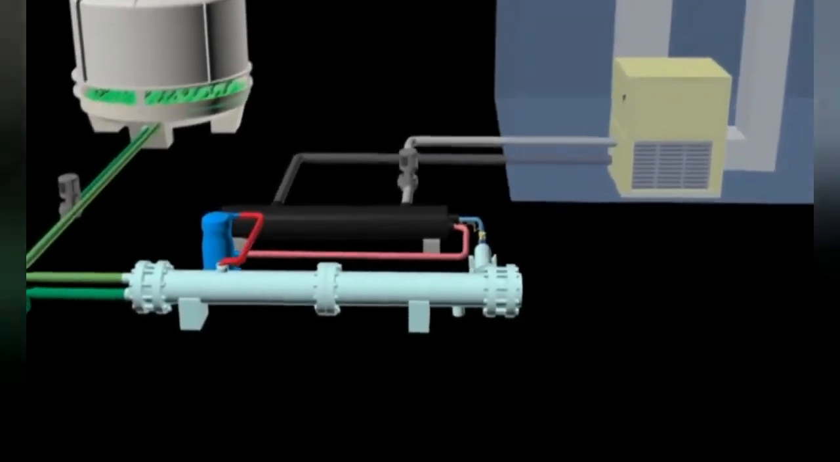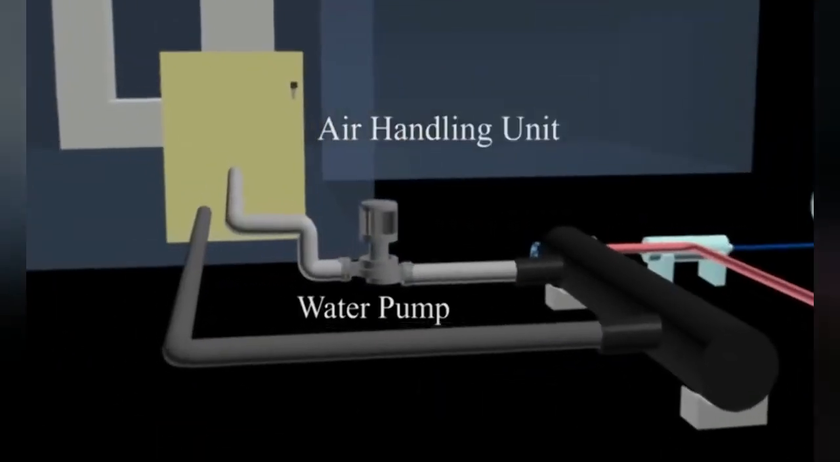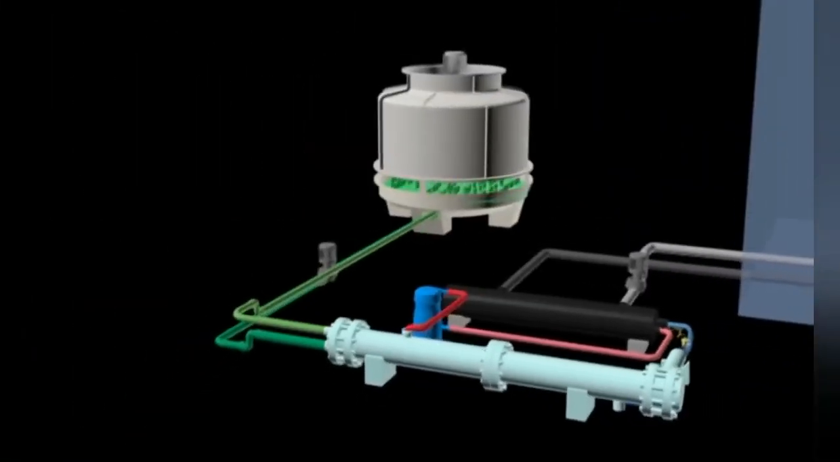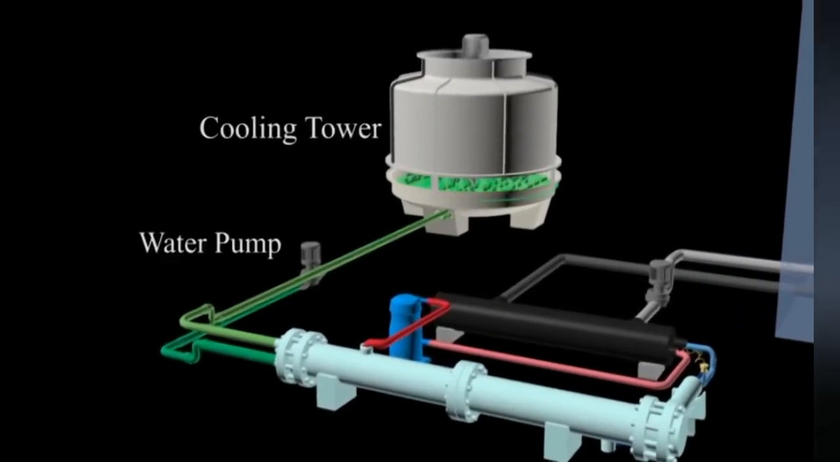For chilled water cycle, the components which are involved are air handling unit and water pump. In condenser water cycle, the components that are needed for the process are cooling tower and water pump.